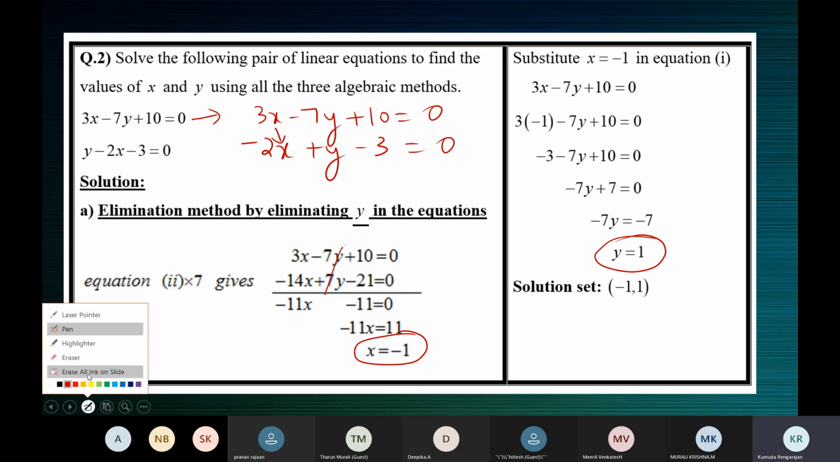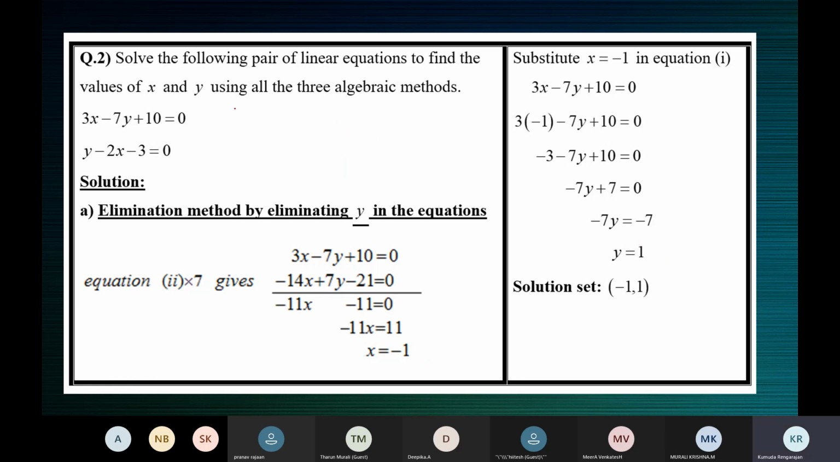I'll tell you again. The first equation is fine: 3x minus 7y plus 10 is equal to 0. We have the x term, y term, and then the constant. In the second equation, what is x? It's minus 2x, right? That first, minus 2x, and then plus y, and then minus 3. You're just rearranging the terms. You're writing the x term first, then the y term, and then the constant is equal to 0.